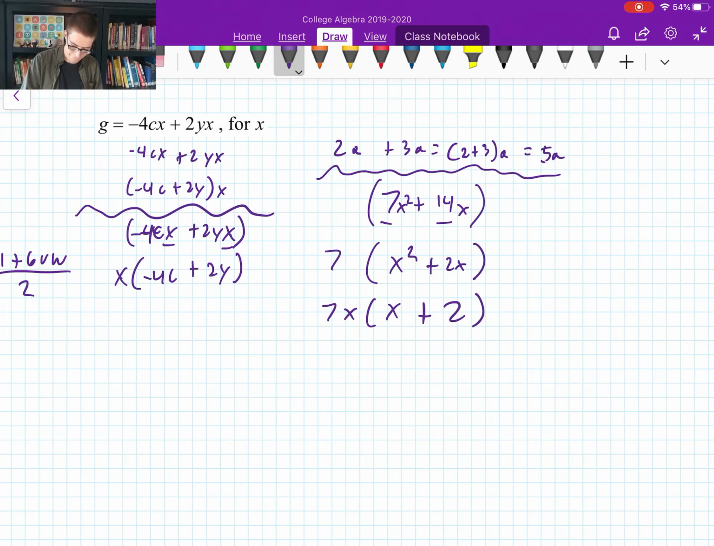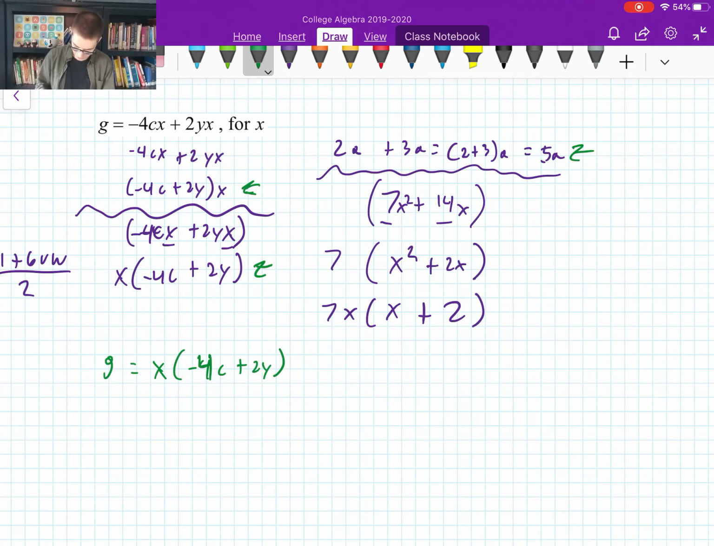You see that in the top version, this top method, we get one option, minus 4c plus 2y times x. In the bottom version, we get x times minus 4c plus 2y. We get the same thing, so both ways are valid. The point is, though, we end up with one or the other. Let's just go with the second one: G equals x times minus 4c plus 2y.